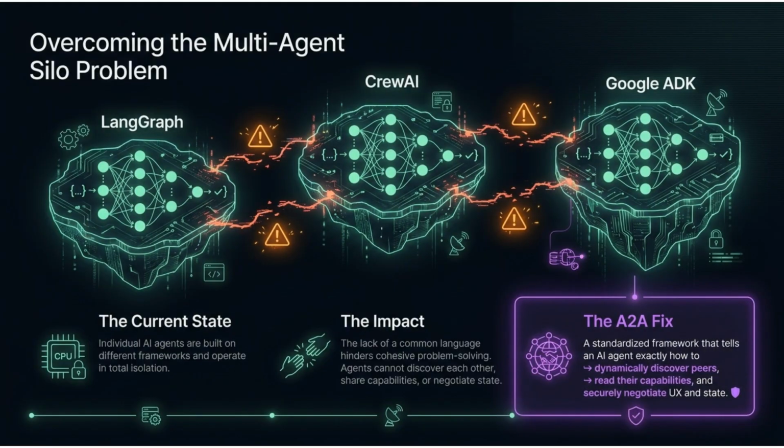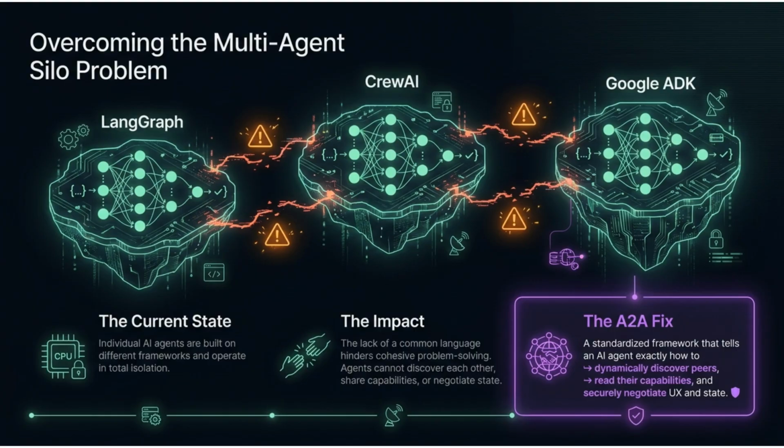Today we will focus on A2A protocol, an open-source, standardized protocol for secure communication between distinct AI agents. It aims to enable seamless collaboration and interoperability. The promise of A2A is that any compliant agent can communicate, delegate tasks, and share information, regardless of its underlying framework. The current state sees individual AI agents built on different frameworks operating in isolation, leading to the multi-agent silo problem. This lack of a common language hinders cohesive problem-solving.